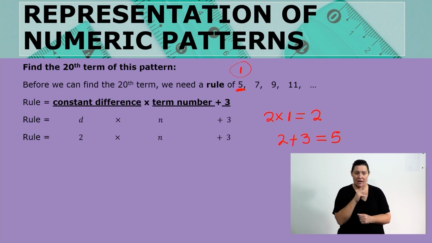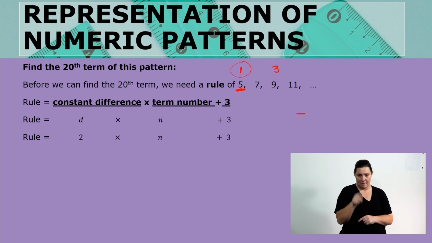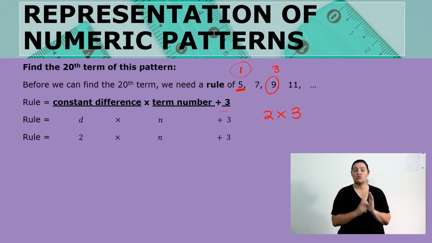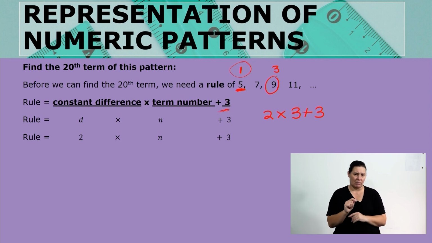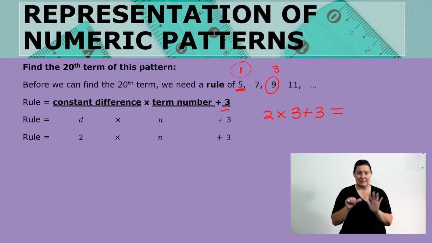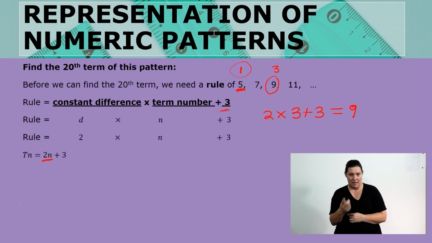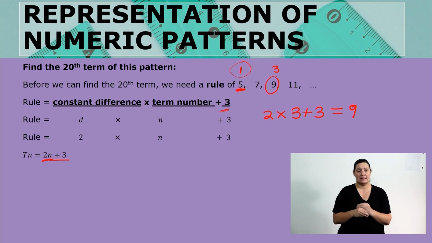Now to check if this is the same with all the numbers, we are just going to take the third term here, which is 9. So I'm going to take the constant difference, which is 2. I'm going to multiply it by the term number, which is 3. And then our rule says we are going to add 3. Let's see if it will give us our actual term, which is 9. So what is 2 times 3? It's 6. And then when we add 3, that's going to give us a 9. So this is how we are going to represent our rule. It's going to be 2 multiplied by the term number, which is 2n, and then we are going to add 3.